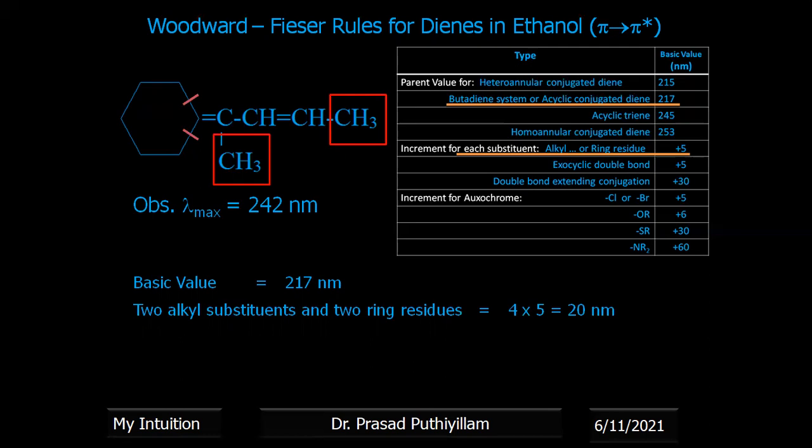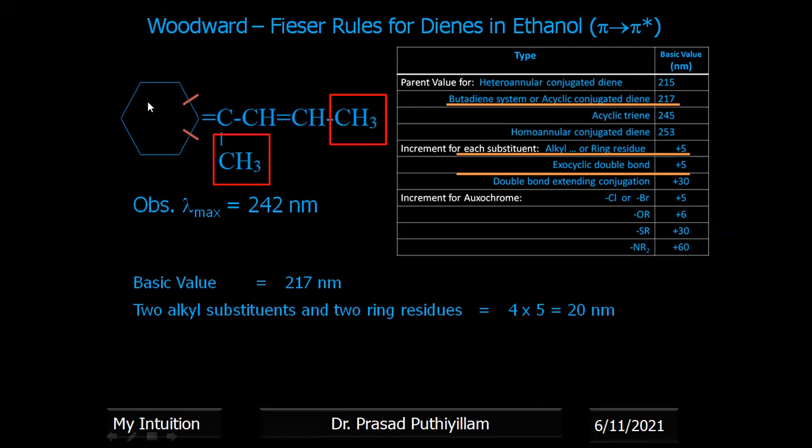That is 4 into 5. The value is 4 into 5 is 20 only. Okay, now next, it has got an exocyclic double bond. So what is an exocyclic double bond? In a ring, if a double bond is extended outward from the ring, we call it exocyclic.